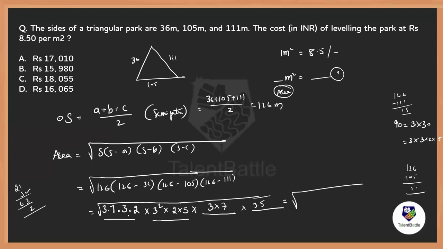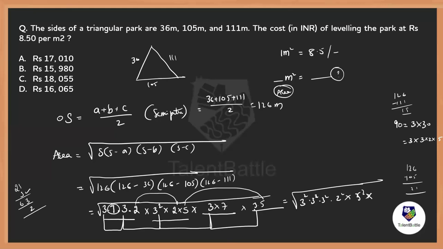Now, let's check, everybody. How many 3s are there? 1, 2, 3, 4, 5, 6. So 3 power 6 means can I write 3 square into 3 square into 3 square? Yeah, that is so simple. And then how many 2s? 1, 2, so 2 square. How many 5s? Two 5s. How many 7s? Two 7s. So that will give me 3 into 3 into 3 into 2 into 5 into 7, because all the squares and the square root get cancelled.